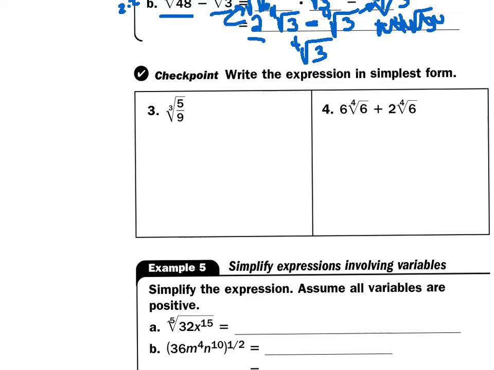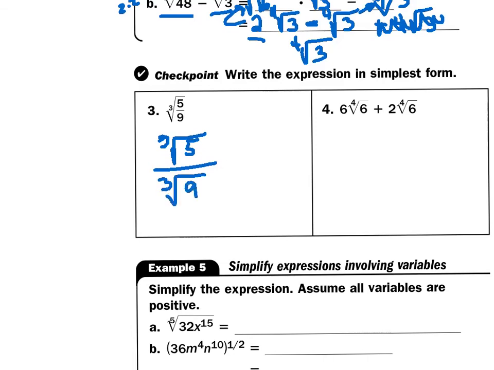Remember, we can't leave that cubed root of 9 on the bottom. So go ahead and simplify or split them up and then multiply the cubic root of 9 again to get rid of the 9 on the bottom. Let me show you how to do it. So we'll have the 3rd root of 5 over the 3rd root of 9.